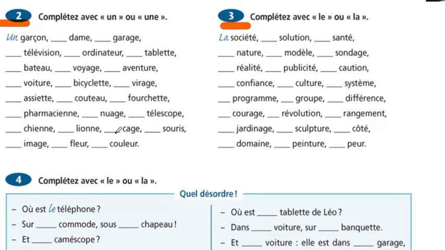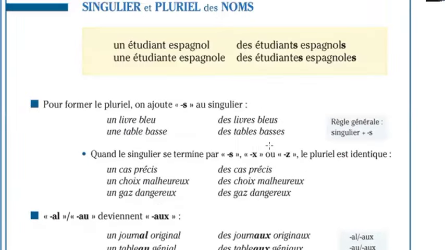You have une cage, la cage. Then you have un sourire. You have une image. You have un fleur. You have un couleur. So these are basically a lot of examples. You see that it is a definite or indefinite article. We'll see more on that later. Like I said earlier, we want to go over now to the next thing, singulars and plurals of nouns.